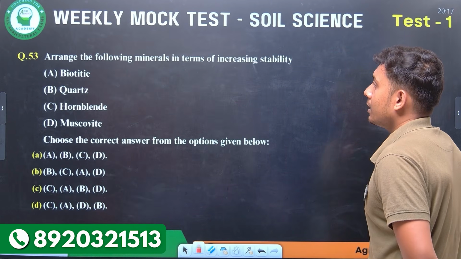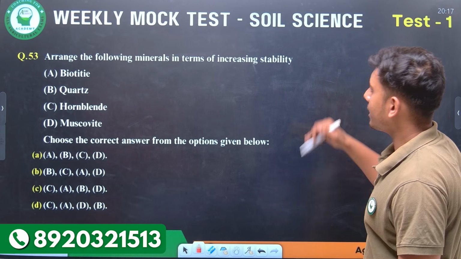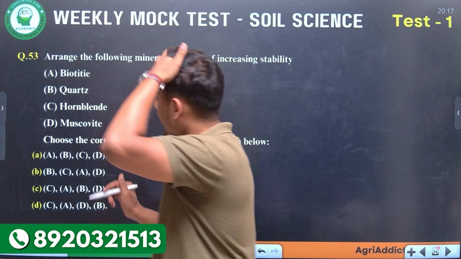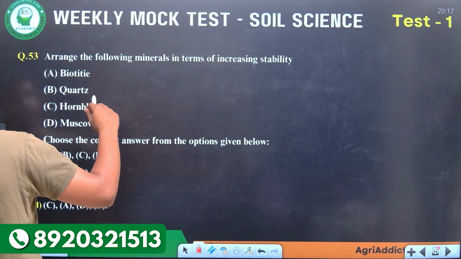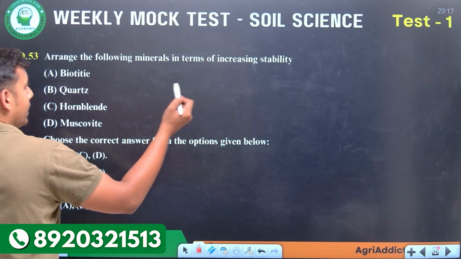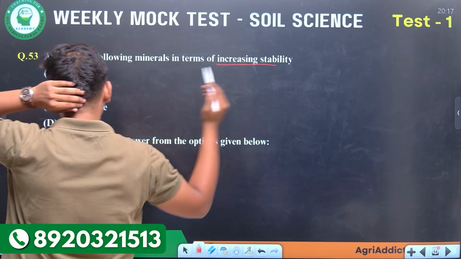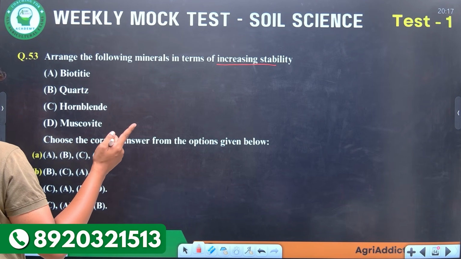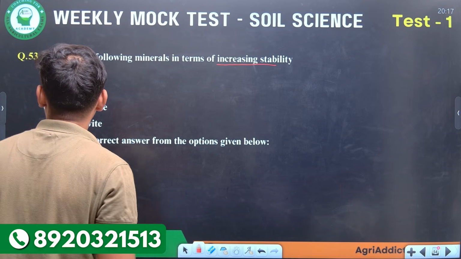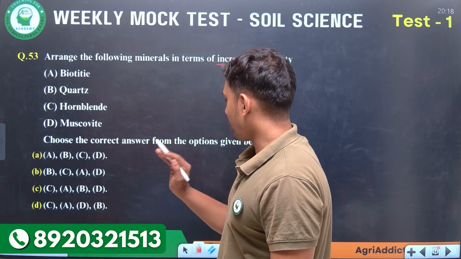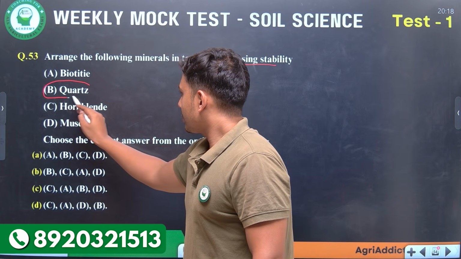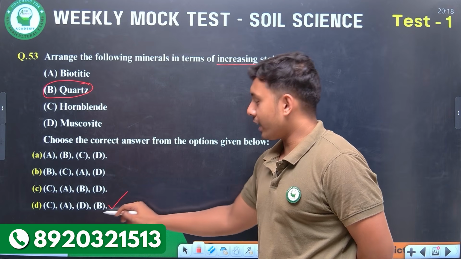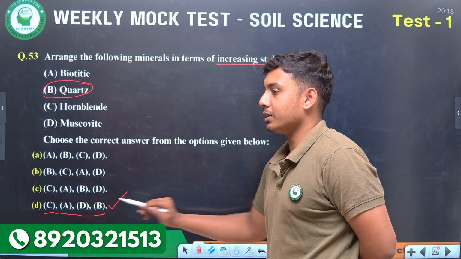Okay, next comes, arrange the following minerals in terms of increasing stability. Here also, like the previous question, it could be increasing order or decreasing order. You have to remember that increasing order means from the least stable mineral we have to go to the most stable. Here we know that quartz is most stable, so it will be last. So B last. By this trick, it is very evident that this option is correct.